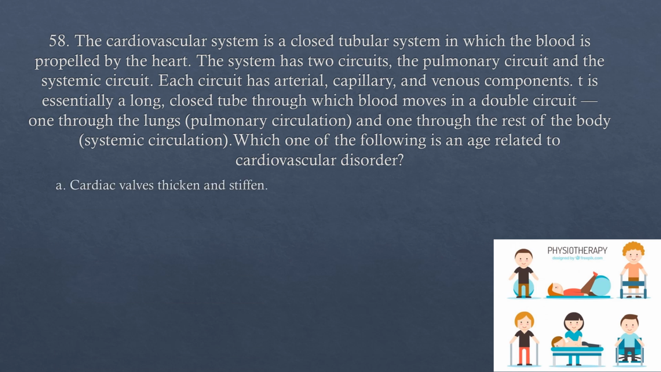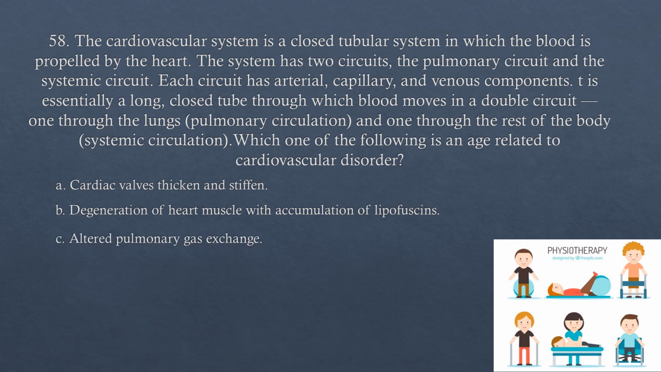A. Cardiac valves thicken and stiffen. B. Degeneration of heart muscle with accumulation of lipofuscins. C. Altered pulmonary gas exchange. Or D. Decline in neurohumoral control. And the answer is? The answer is letter C. Altered pulmonary gas exchange. Let's go to the next question.